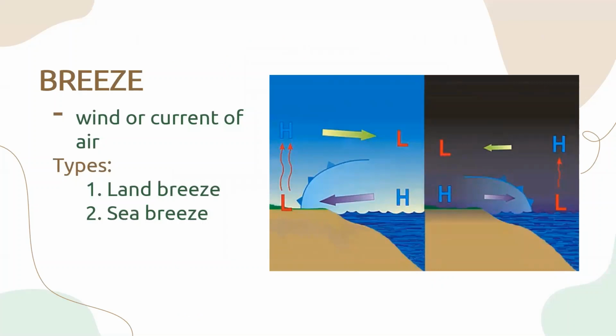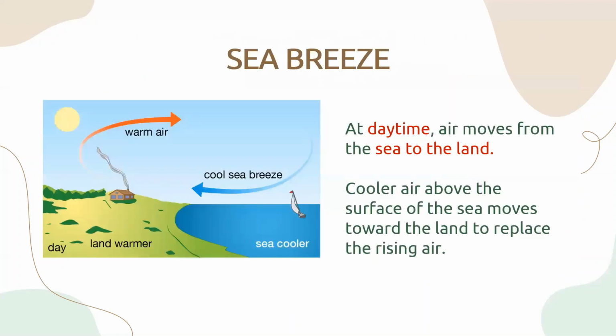It is wind or current of air. It has two types, land breeze and sea breeze. Sea breeze happens during daytime. During this time, air moves from the sea to the land. Cooler air above the surface of the sea moves toward the land to replace the rising air.